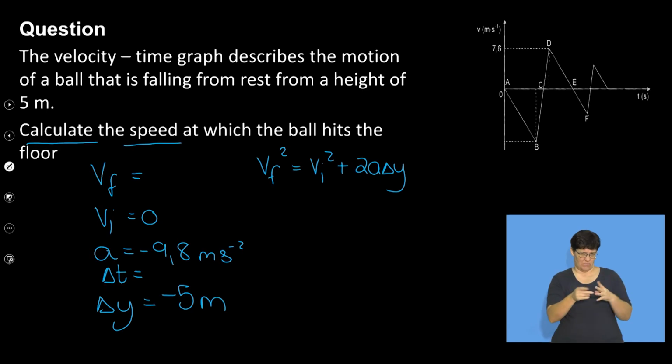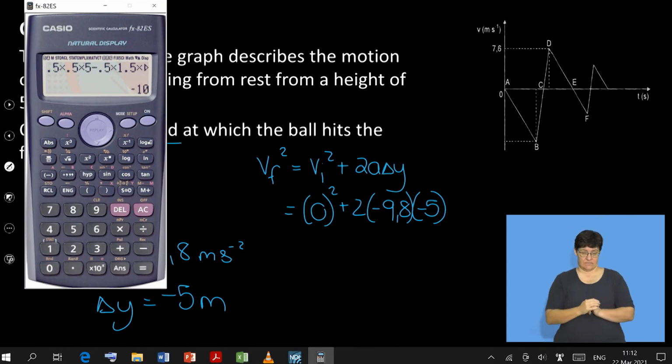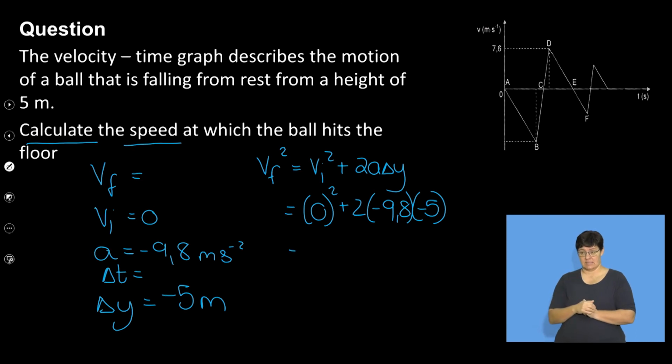So, we want VF. VI is 0, minus 9.8, minus 5. So this is V squared. Now we're going to have to pay attention to some maths here. So I've got 2 times minus 9.8 times minus 5, and I get 98. Okay? I need to take the square root of this.